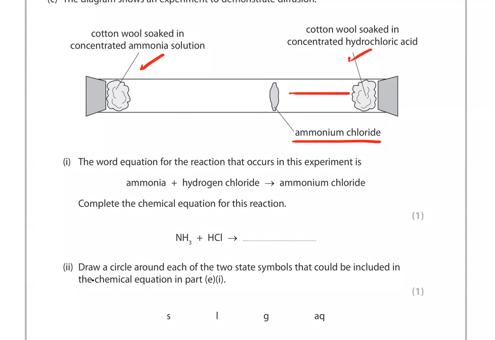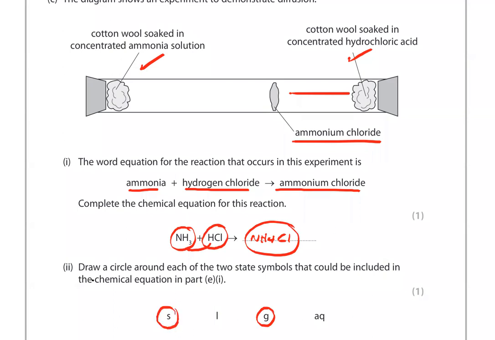Question I. The word equation for the reaction that occurs in this experiment: ammonia plus hydrogen chloride gives ammonium chloride. Complete the chemical equation. So ammonia plus hydrogen chloride makes what? We take the hydrogen and it goes to ammonia, so ammonium chloride. Draw a circle around each of the 2 state symbols that could be included in the chemical equation in part I. Ammonia is a gas, hydrogen chloride is a gas, so we choose g. Ammonium chloride is solid, so we choose s. So that's question 11.